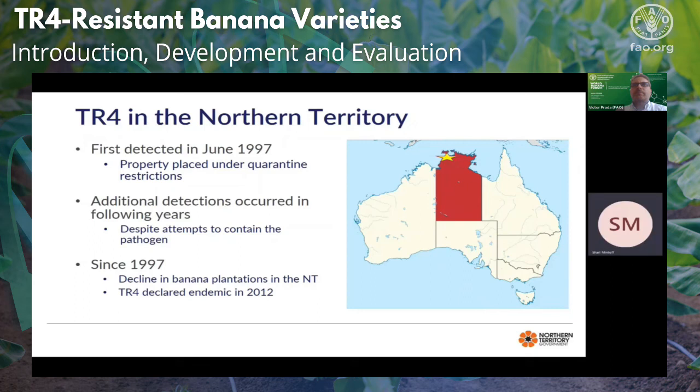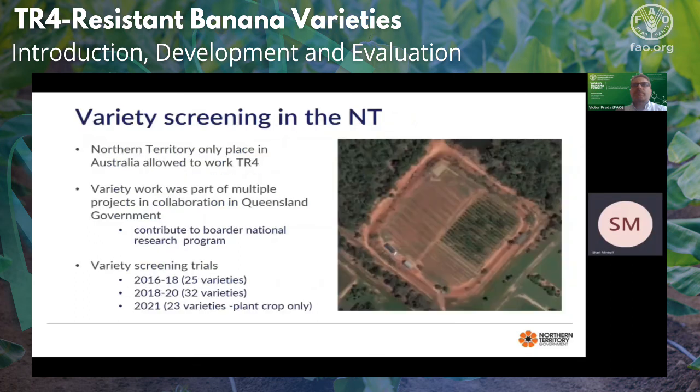As a result of that, I think the Northern Territory is probably the only place in Australia where we can actually work with TR4, particularly for the pot trials and the field trials that we do. For the more recent work, we've collaborated with the Queensland government as part of a broader national program. Today we're going to go through three rounds of trials we've done since 2016, which probably ended in January this year.